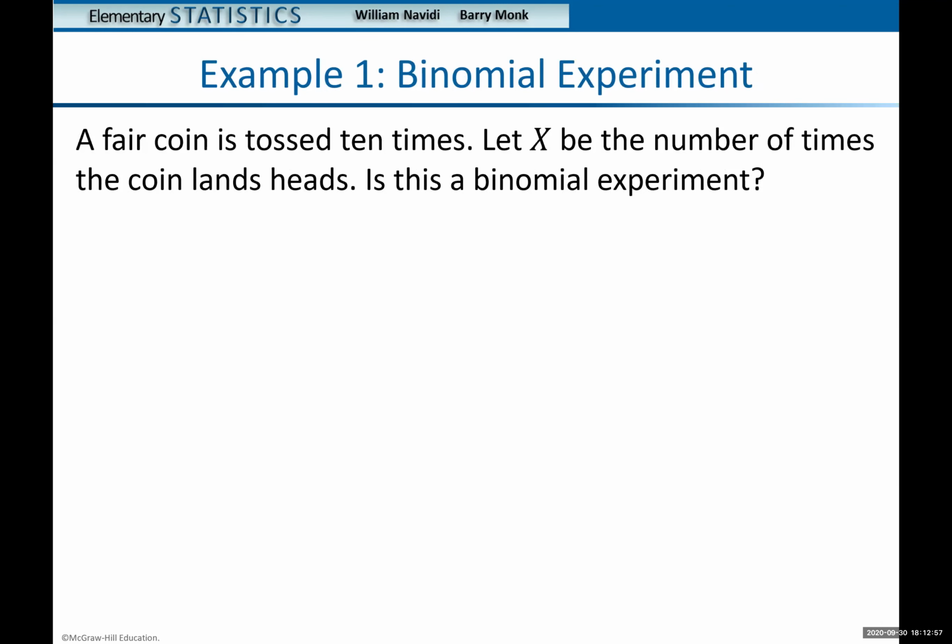So example number one, a fair coin is tossed 10 times. Let X be the number of times the coin lands heads. Now, is this a binomial experiment? So you're tossing a coin and you toss it 10 times. So that is a trial, right? Every toss, that is a trial. And there are two possible outcomes, heads or tails. And let X be the number of times that coin lands heads. So that is your success.